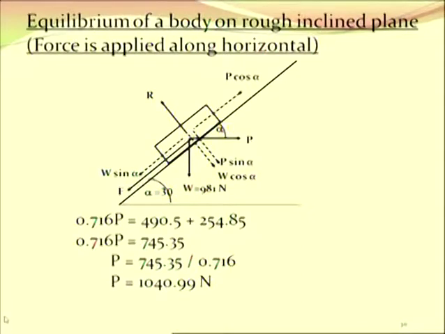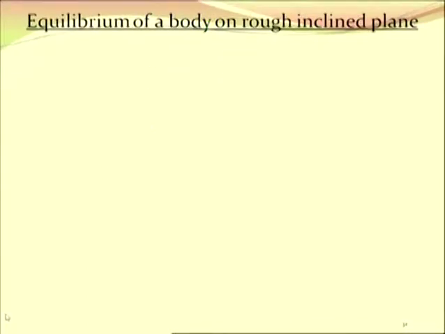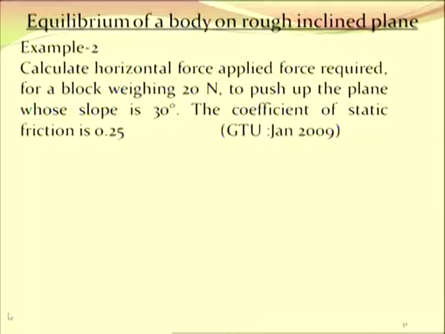Now let's take another example, example number 2. Calculate the horizontal force applied, required for a block weighing 20 Newton to push up the plane whose slope is 30 degree. The coefficient of static friction is 0.25. So here in this data, horizontal force P value is required. So P we have to obtain.